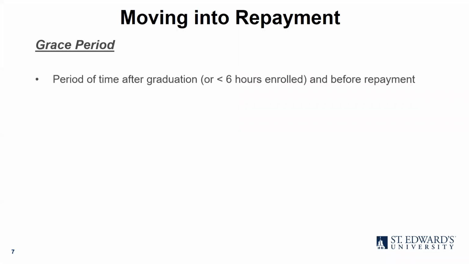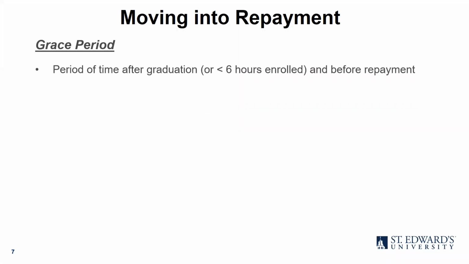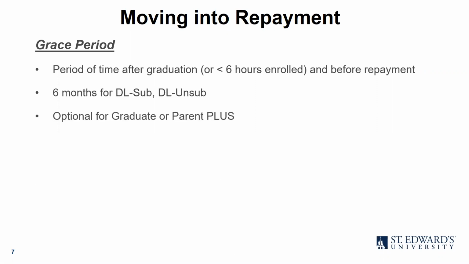So the grace period, I mentioned that earlier when we were going through the different types of loans. Grace period is a period of time after graduation, or if you drop below 6 hours enrollment, even if you're in 3 hours, you're in your grace period. If you withdraw from a semester, you're technically in your grace period till you return. So after you drop below required hours and before you actually start repaying. The grace period is 6 months for the direct loan sub or unsub, and it is optional for the graduate or parent plus.